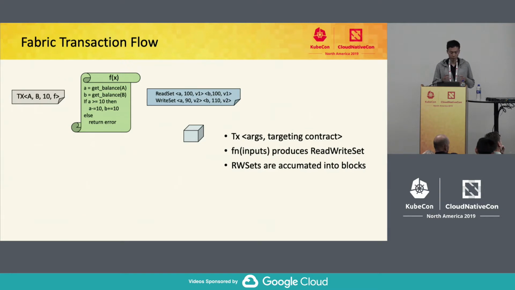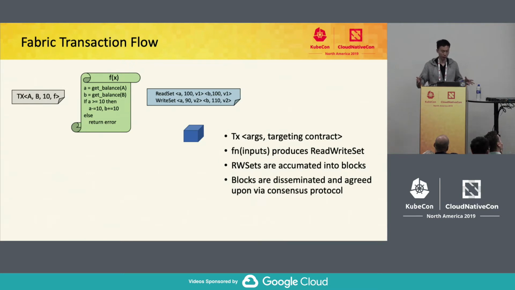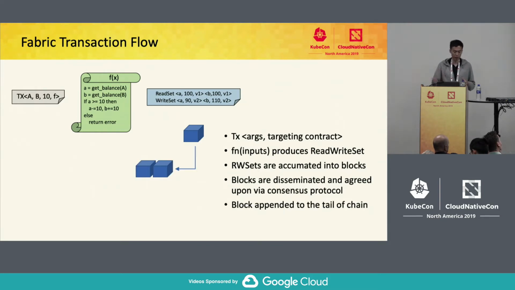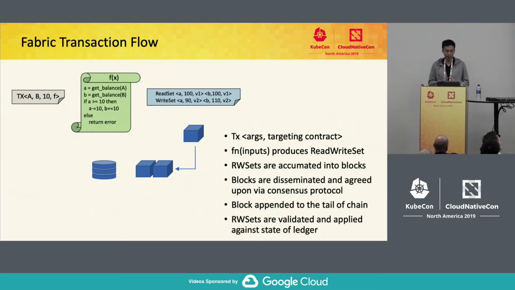And then this output is batched into a block. Then the block is disseminated among the network and collects the consensus agreement. Then we call this block final, and it is eventually written into the chain, appended to the tail of the chain. Then this read-write set is extracted from the block and applied against a local state ledger, which maintains the key-value pairs of A and B. And then this result will be reflected in this particular node. Every node does this process individually in parallel, and they will have correct data maintained locally.